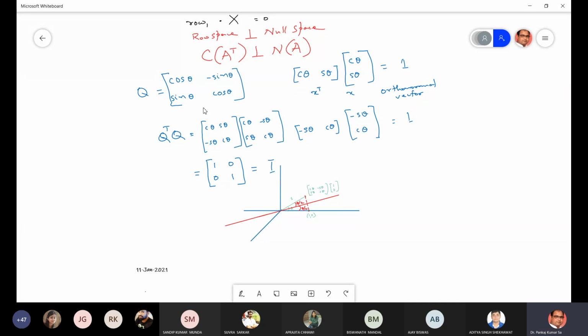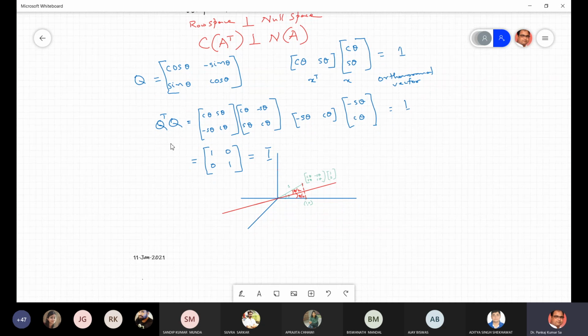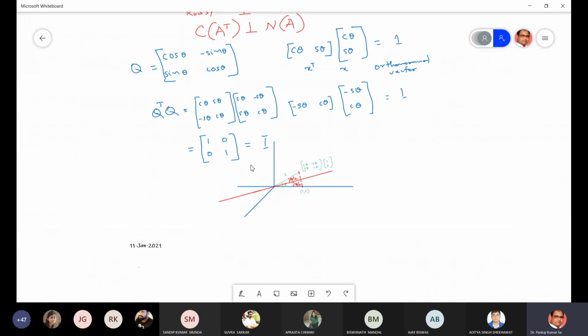Then we came across this particular orthogonal matrix. This is one of the famous orthogonal matrices, which is otherwise known as the rotation matrix. Now, if you analyze each column of this, X transpose X is equal to 1, and for both the columns it will be the same. Q transpose Q is also equal to the identity matrix.